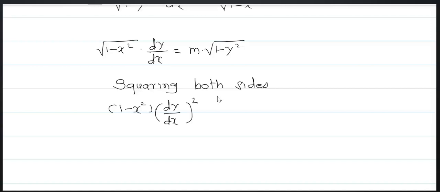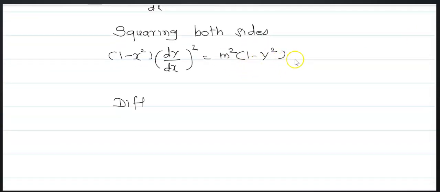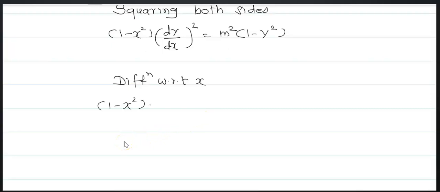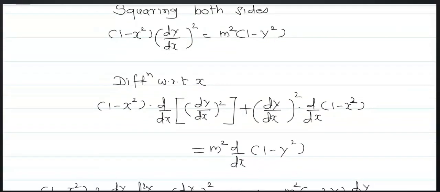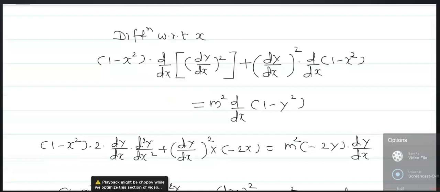Therefore, you will get (1 minus x square) into (dy by dx) bracket square is equal to m square into (1 minus y square). Now differentiate this with respect to x. Therefore, 1 minus x square and the derivative of (dy by dx) bracket square, here we will apply the product rule, plus (dy by dx) bracket square into d by dx of 1 minus x square is equal to m square d by dx of 1 minus y square.